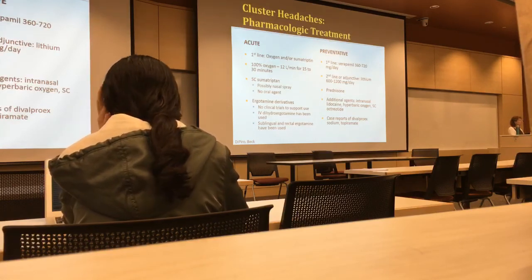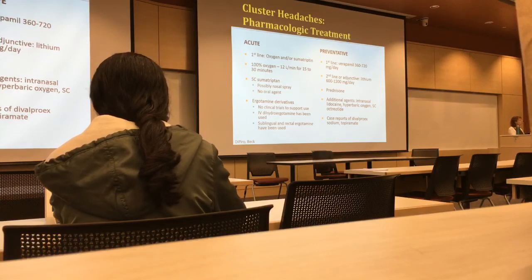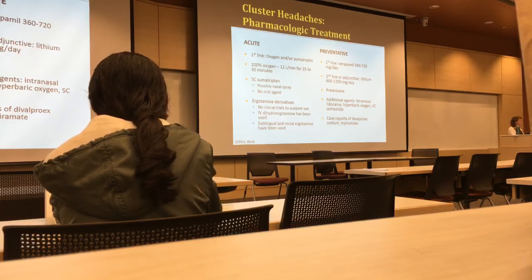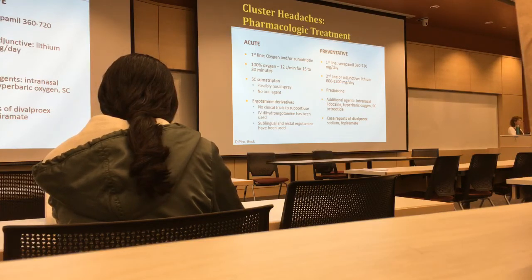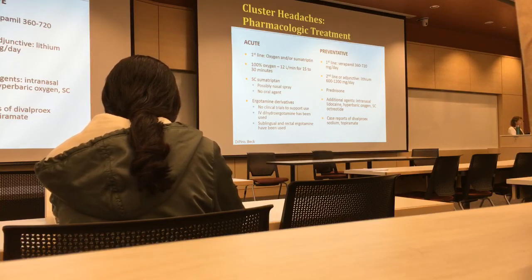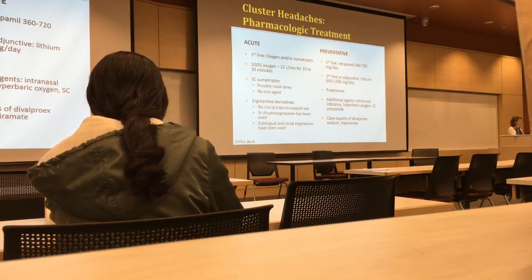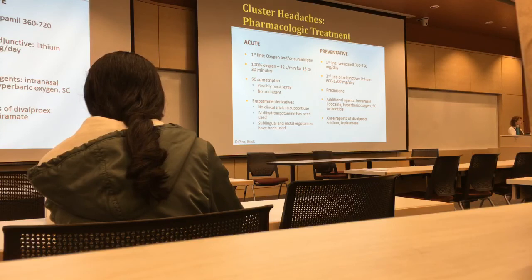So the treatment of choice acutely is to give them oxygen or sumatriptan, and we do oxygen 12 to 15 liters per minute, 12 liters per minute for about 15 to 30 minutes. You can do the nasal spray with the sumatriptan. The oral agents probably won't work fast enough. And there's no good clinical trials that support the ergots. However, we have used IV DHE, and we've used sublingual and rectal forms of ergot. Again, DHE is going to be preferred.